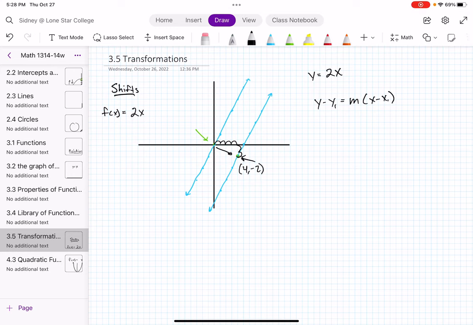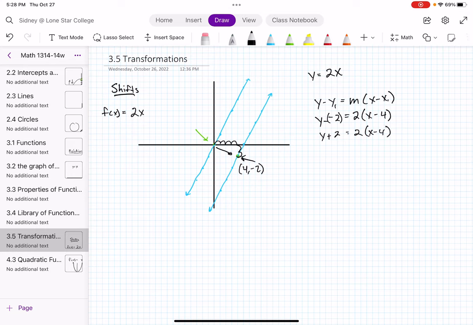Now, if we write this in point-slope form, it has the same slope as the original, so that m is going to be 2, but y minus y1, -2, and then equals m, the slope 2, and then x minus the x value, which is 4. So the double negative cleans up to be y plus 2 equals 2 times x minus 4. But what I want you to see is this.